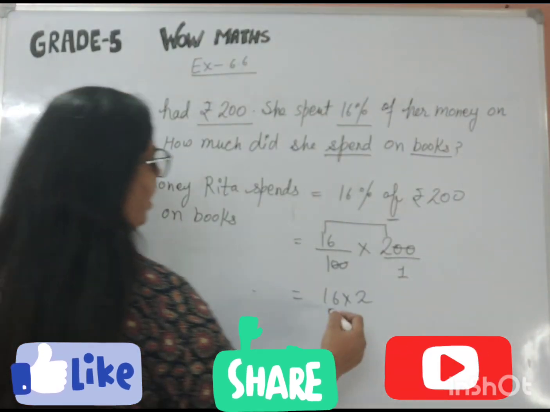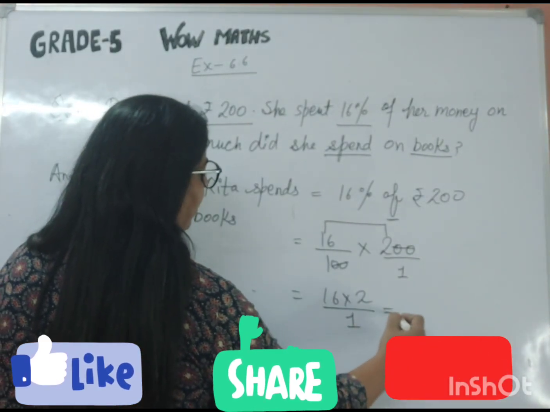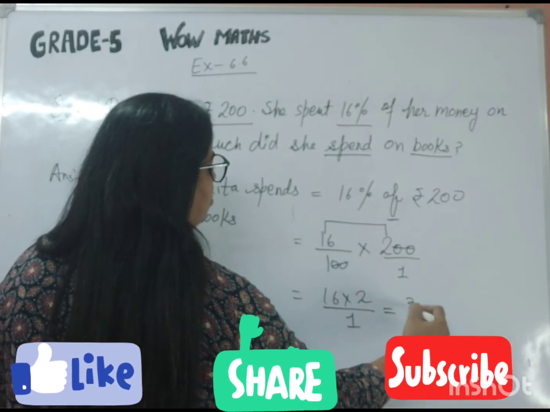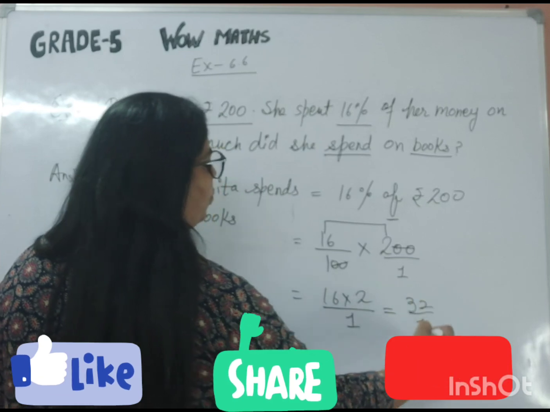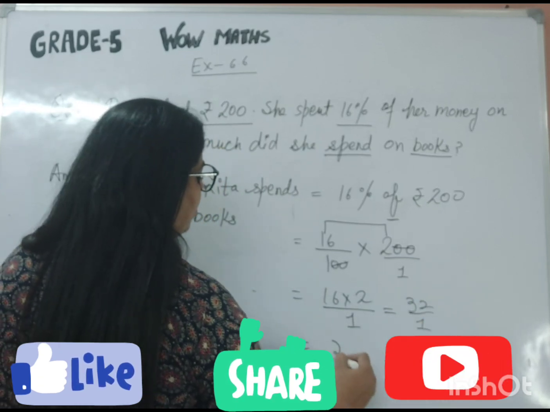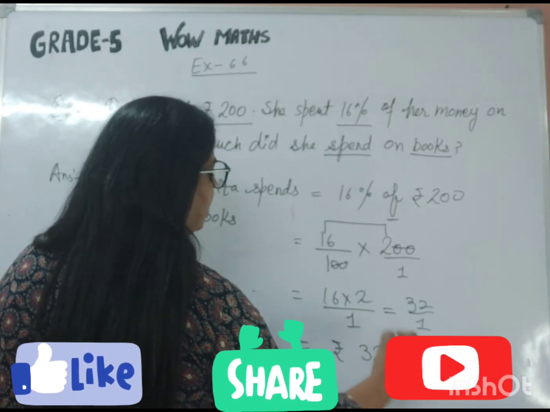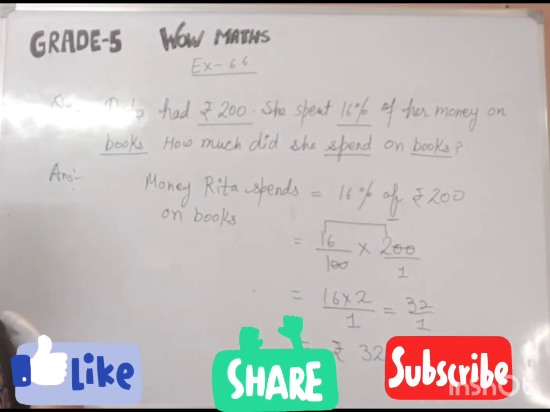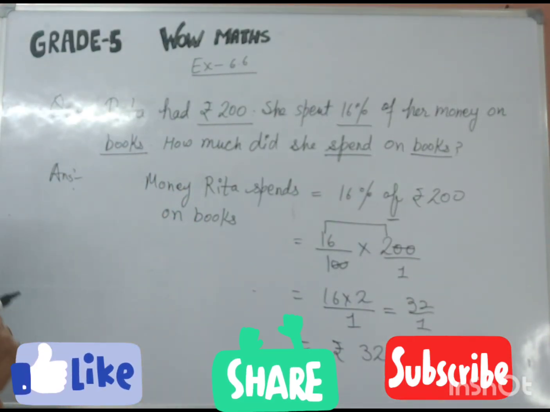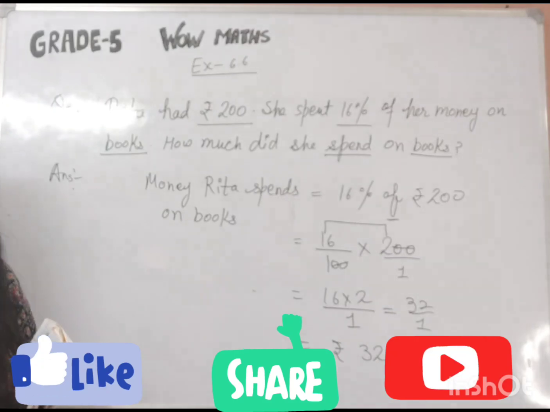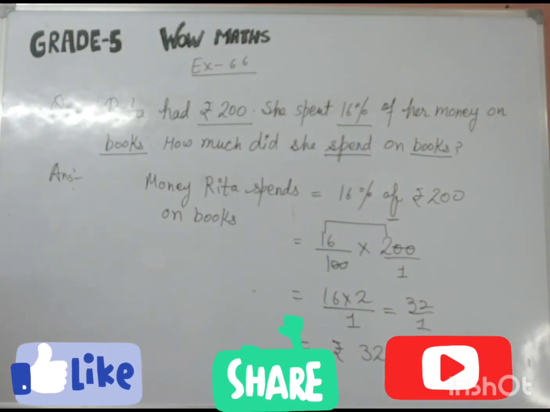So in the similar way, if I am going to write 1 here, 16 2s are 32, and if I am dividing 32 with 1, I am going to get rupees 32 only. It is not going to change my answer. So Rita is spending 32 rupees out of 200 on her books.